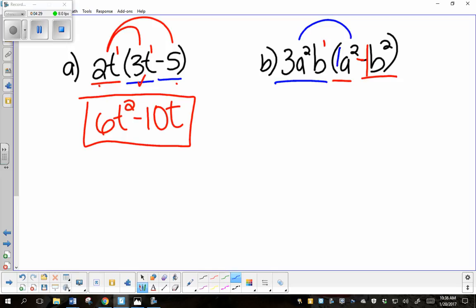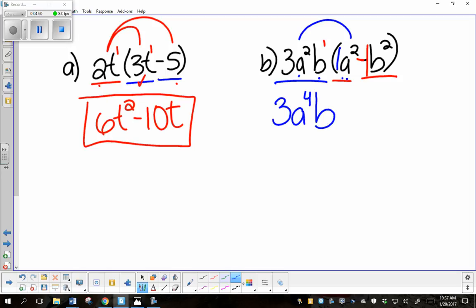So remember, there's also kind of a 1 in front of here. So we can multiply the coefficients. 3 times 1 is 3. And then I'm multiplying a squared by a squared, so that's a to the 4, because 2 plus 2 is 4. And then this b has no b to combine with in this first term, so it's going to be b right there.